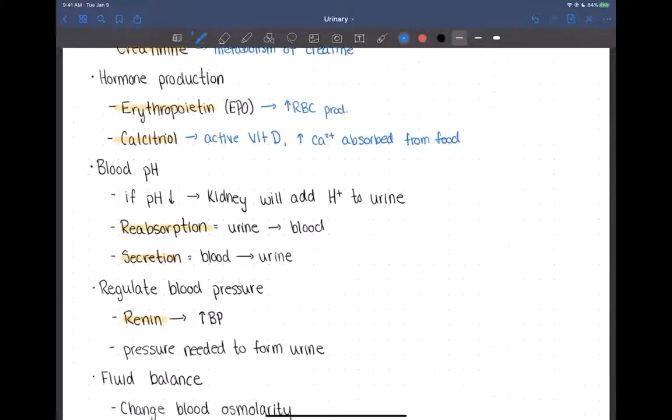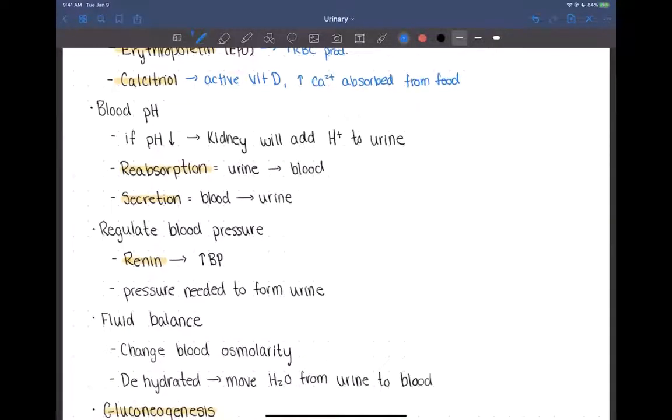The kidney also regulates blood pH. So for example, if the pH gets too low, the kidney can take hydrogen ions from the blood and add them to the urine, and in that way get rid of those hydrogen ions to help restore the pH of the blood. Okay, so associated with this process, going from the blood, in this case, to the urine with those hydrogen ions, that is called secretion.